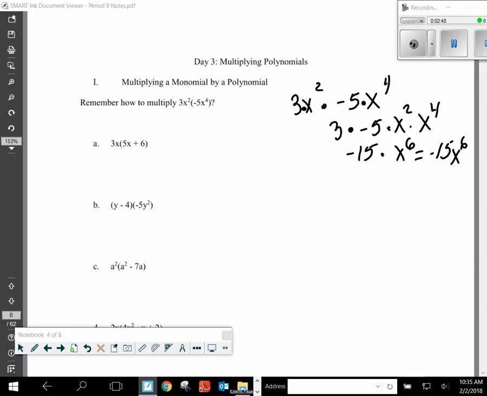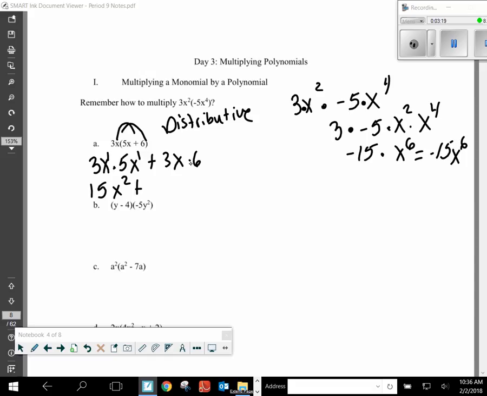So we don't have to do all those steps every single time we multiply, but that's what we're doing every single time. So here we go. We're going to use the distributive property, which we used last year in 7th grade. We have 3x times 5x plus 3x times 6. Once again, we use that commutative property and do 3 times 5 is 15. X times x, I add the exponents and get x squared. Plus 3 times 6 is 18x. And I'm done. I can't combine 15x squared and 18x because they aren't like terms.